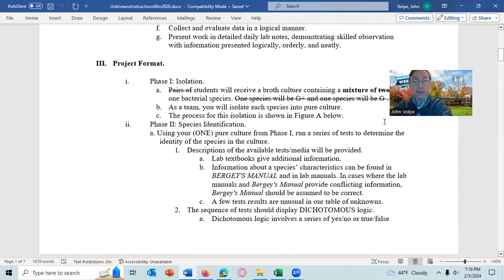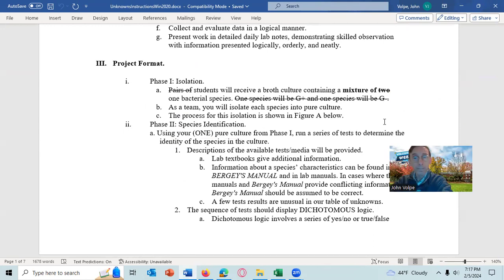The project format is you're going to be, this is not, this isn't an updated one. Let me take a look and see if I can find a more recent one.